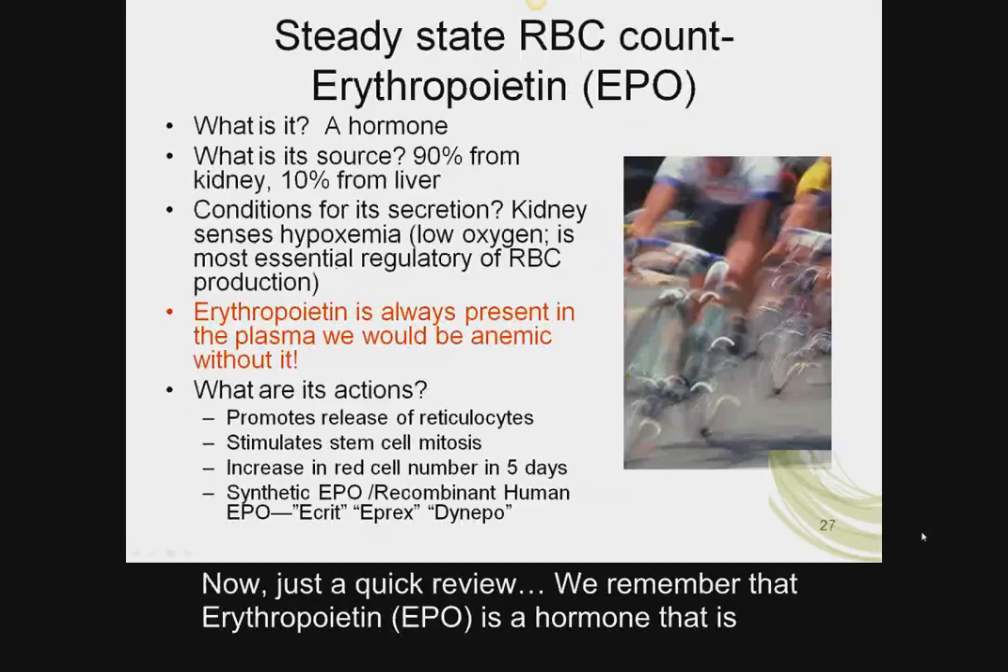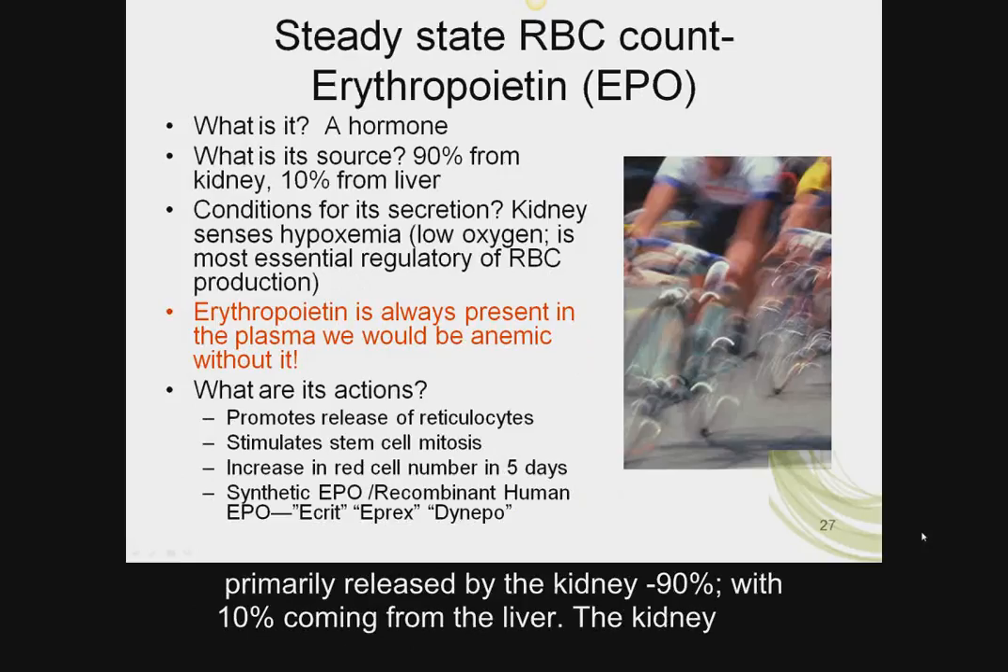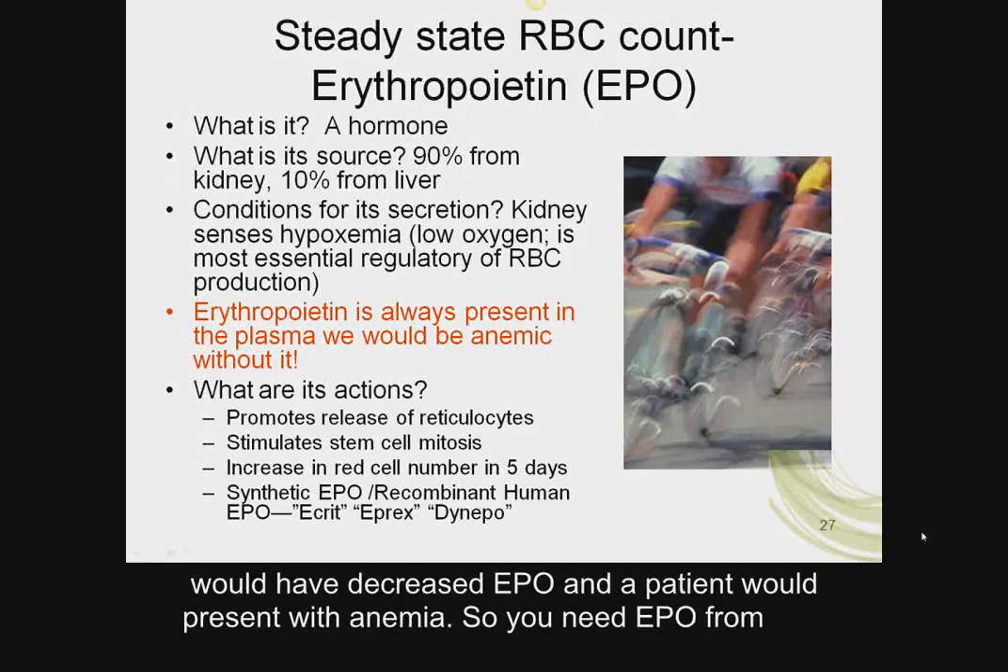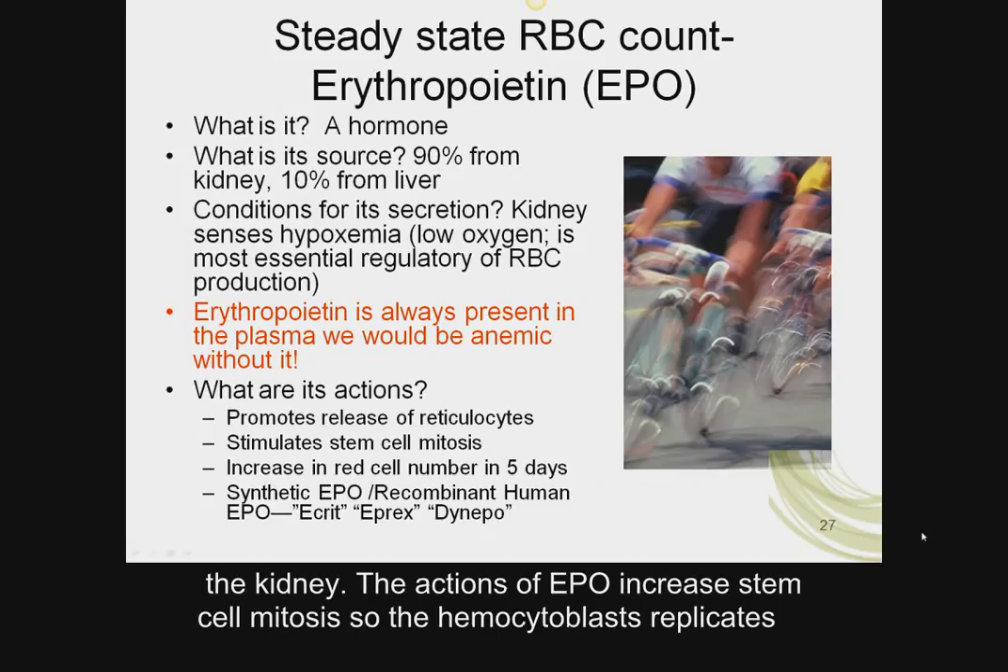Again, a quick review. We remember that erythropoietin is a hormone. It's primarily released by the kidney, about 90%, with some token amounts coming from the liver. The kidney is the organ that detects hypoxemia, and hypoxemia is low oxygen content in the blood. If there is renal failure, then we would have decreased EPO, and a patient would present with anemia. So you need EPO from the kidney.